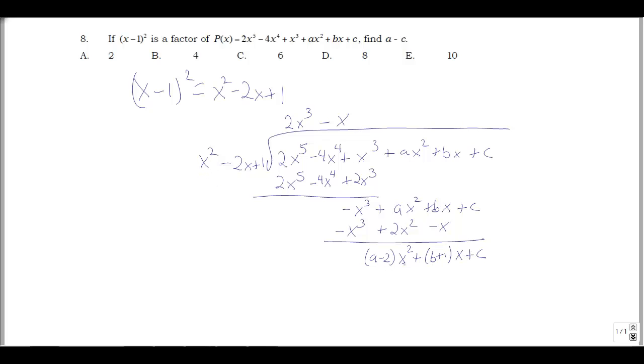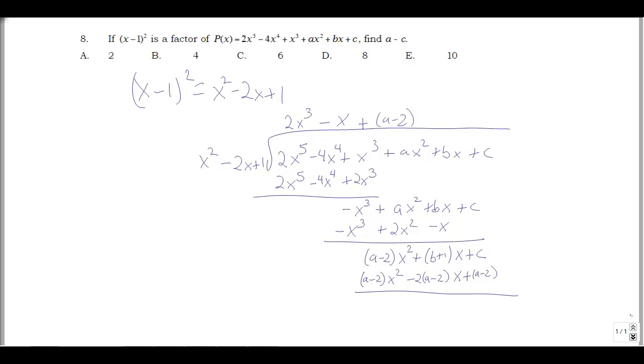For x squared, I need to multiply by a minus 2 to give me a minus 2 times x squared. So I'm going to do that. I get a minus 2 times x squared, and then minus 2 times a minus 2 times x, and then plus a minus 2 as my constant term. So maybe create some more space here. Well, no, I guess that's all we've got.